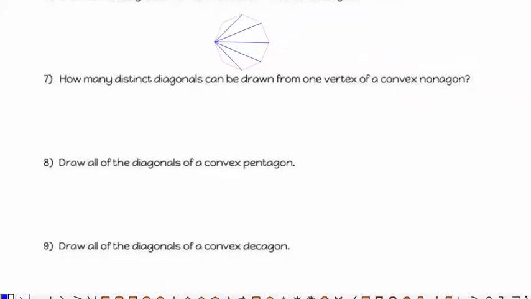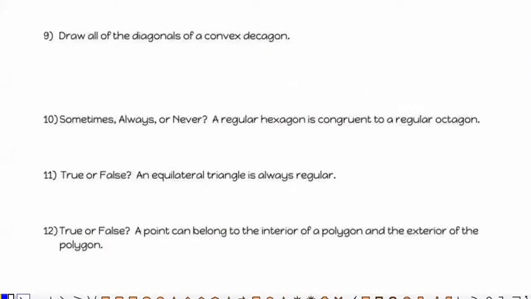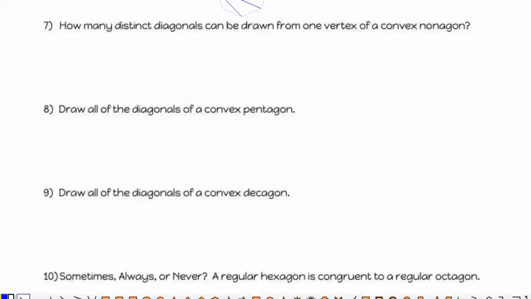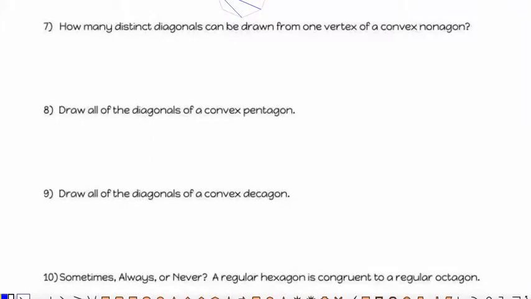7, how many distinct diagonals can be drawn from one vertex of a convex nonagon? Okay, so I need a nonagon. So I'm going to start with my circle, like I've done before. Put 9 points along its edge. 1, 2, 3, 4, 5, 6, 7, 8, 9. Connect the dots.